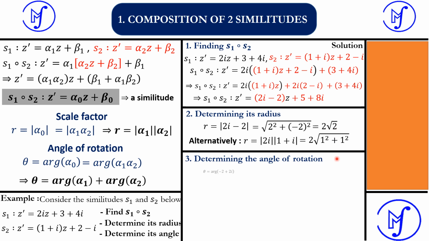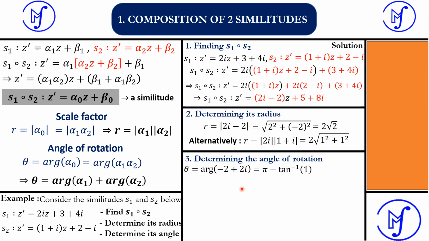Now, lastly, we need to determine the angle of rotation. We said the angle of rotation is the argument of the complex number 2i minus 2, or negative 2 plus 2i. To get the argument of a complex number, the first thing to do is plot it on an Argand diagram, identify the quadrant, then get the argument. Now, negative 2 plus 2i means that the x coordinate is negative and the y coordinate is positive. So it lies on the second quadrant.